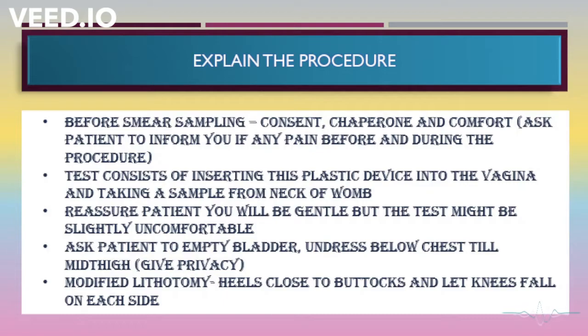Now, prior to starting the test, ask the patient to empty her bladder if ever it is full, and undress below the chest till mid-thigh. During that time, give the patient privacy. And you would also ask the patient after she has undressed, she would lie down in the modified lithotomy position. That is, the heels are close to the buttocks, and let the knees fall on each side. During this time, while the patient is undressing and getting into the proper position, you might arrange your trolley at that time.